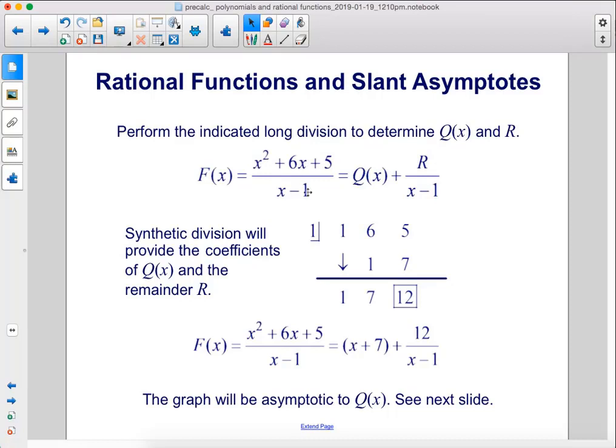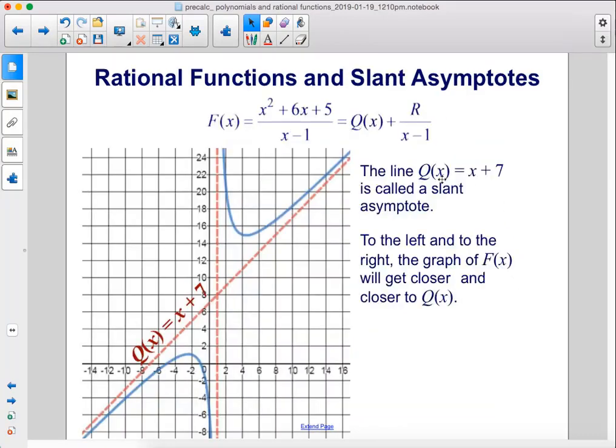Here we have two polynomials, one divided by the other. We can use synthetic division, and we get x plus 7 plus 12 over x minus 1. This is our remainder. The graph will be asymptotic to q of x. See the next slide. The line q of x equals x plus 7 is called a slant asymptote. To the left and to the right, the graph of f of x will get closer and closer to q of x.